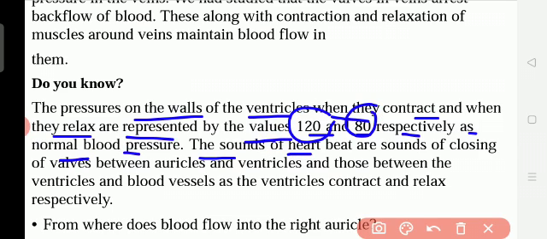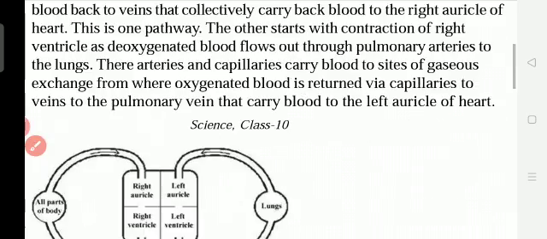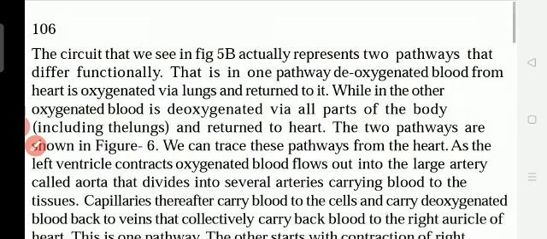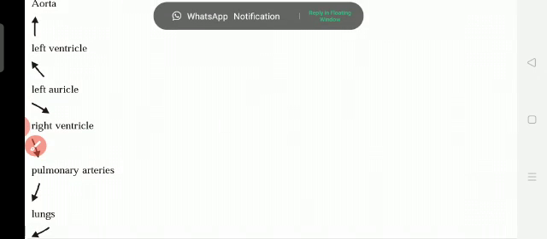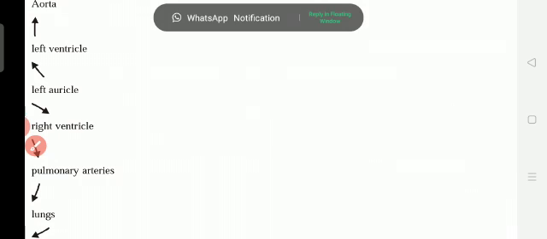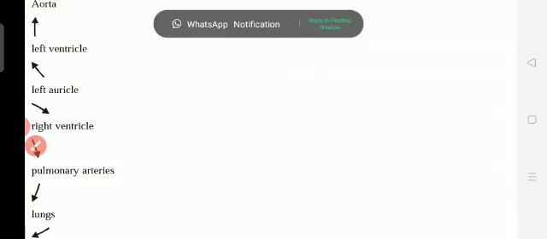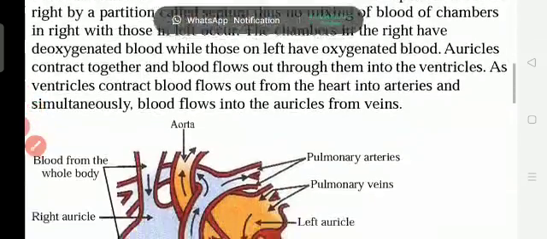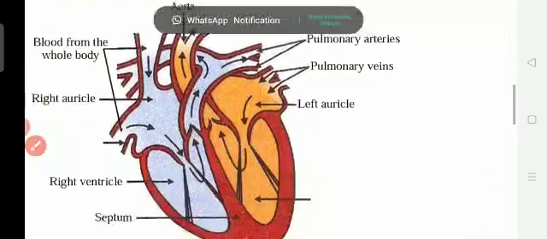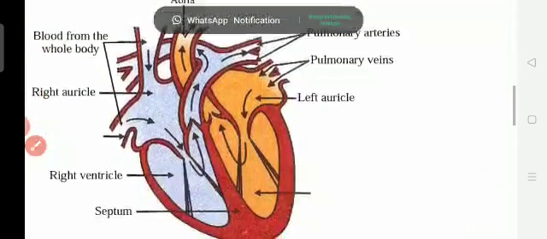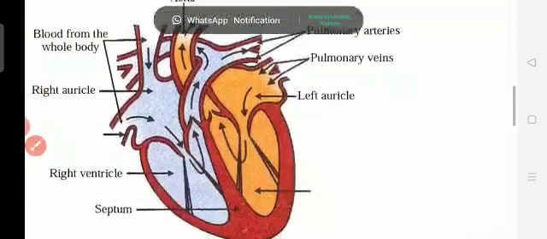The pressure on the walls of the ventricles when they contract and when they relax is represented by the values 120 and 80 respectively. Contraction and relaxation, meaning expansion, of the ventricles will be denoted by two values, 120 and 80, as normal blood pressure. Our normal blood pressure is the circulation of the blood, so it is also between 120 and 80.